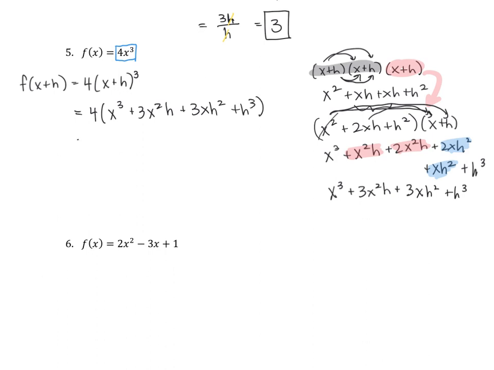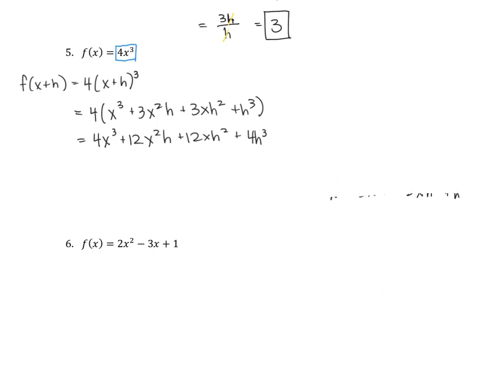So now I have to distribute that 4 to all of that. So that will be 4x cubed plus 12x squared h plus 12xh squared plus h cubed. Oh, I forgot to distribute the 4 to that. 4h cubed. Okay. Now, all of that work was just getting the f of x plus h. So remember, I've got to now plug all of this in that formula. So this is the red. This is f of x plus h.